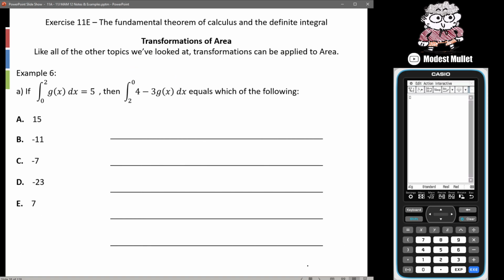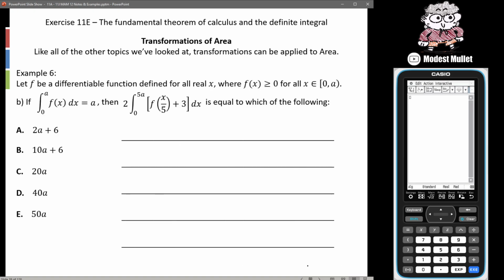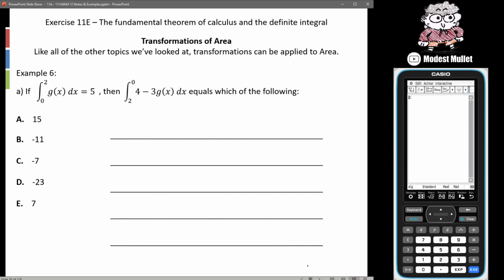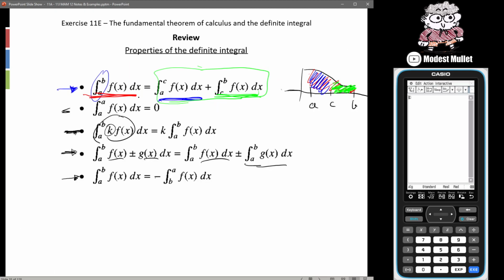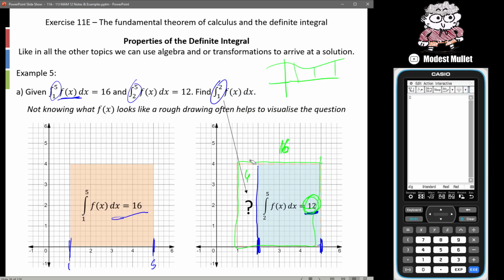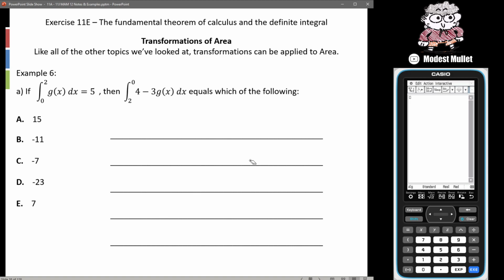Rightio. How are we going? We've got a couple more slides. I apologise for the length, but this is pretty core to the rest of the topic. Right. We can also think in terms of transformation or applying these rules. These rules are really handy to break problems down into information that we've already been given. So let's have a go at this.